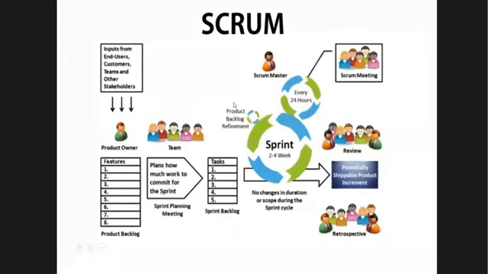Now there's the diagram of Scrum. Within the first stage, you're going to take the different inputs from the end user, customer, team, and other stakeholders. The end user is the person that is going to use the software. Customer in here is the one who is developing the software. Then the team and other stakeholders.